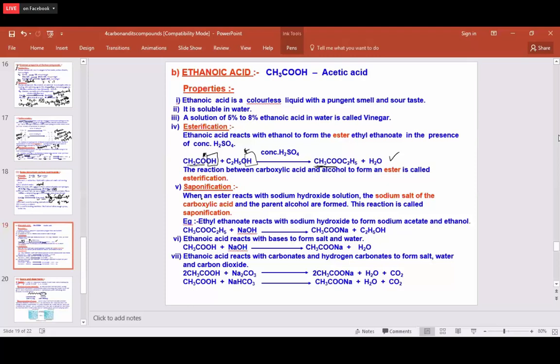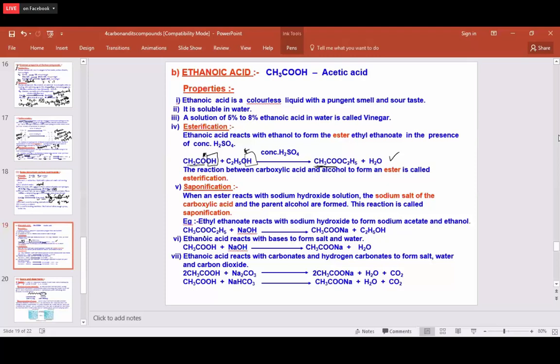The next one is the saponification reaction. So what is saponification? Whenever the ester reacts with sodium hydroxide, we get the sodium salt of the carboxylic acid. That we call a saponification reaction.